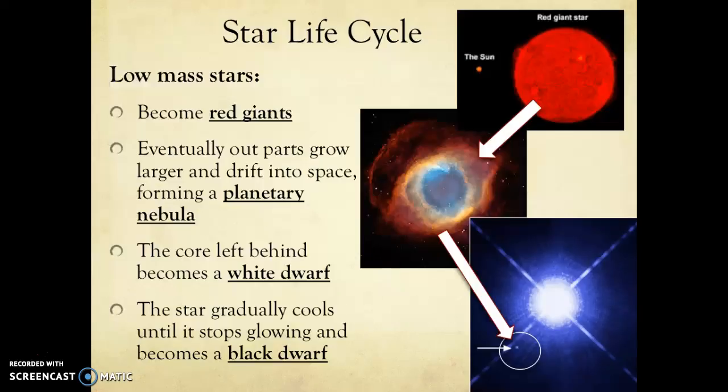Now, over time, the star cools down, the temperature drops, and that's because it's running out of fuel. Once it runs out of fuel, the star cools down and it stops glowing. And when it gets to that point, we call it a black dwarf. We call it that because it's not glowing. It's not giving off any light. It doesn't have any more fuel to do that. So when they actually become a black dwarf, we can't see it because it doesn't give off any light, so it's completely black.